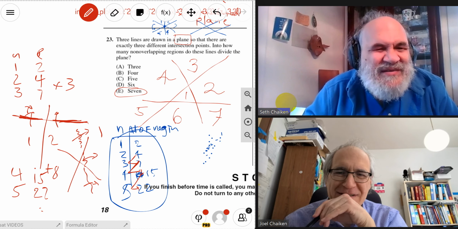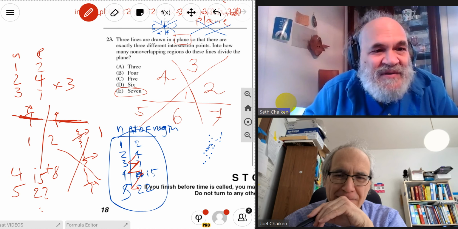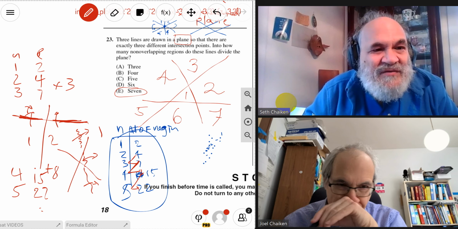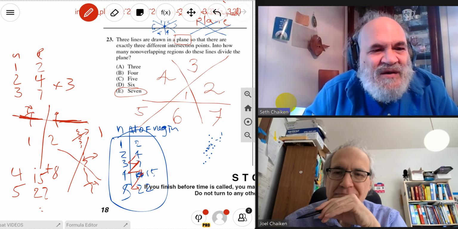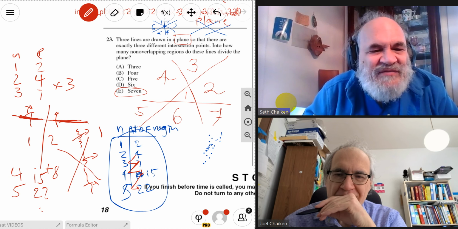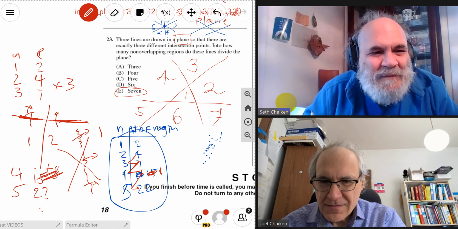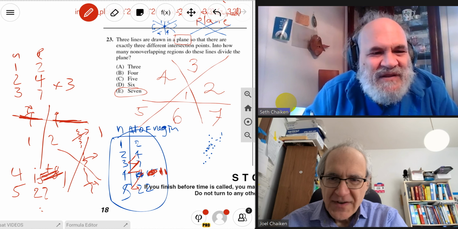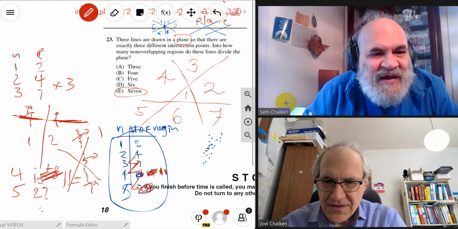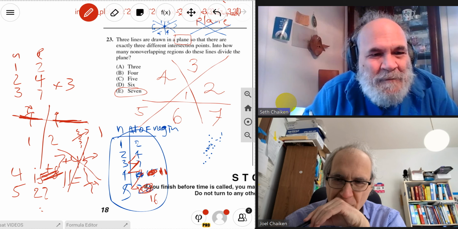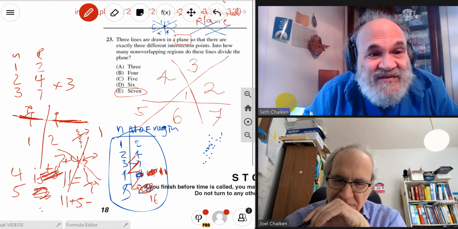So what is it? You have 4 regions, 7, 15 or 11? And you have the old 7. The 4th line creates 4 new regions. So 7 and 4, I'm sorry, is 11. We get 11. And then, because 11 is 7 plus 4, for 5 lines, you get 11 plus 5 is 16.